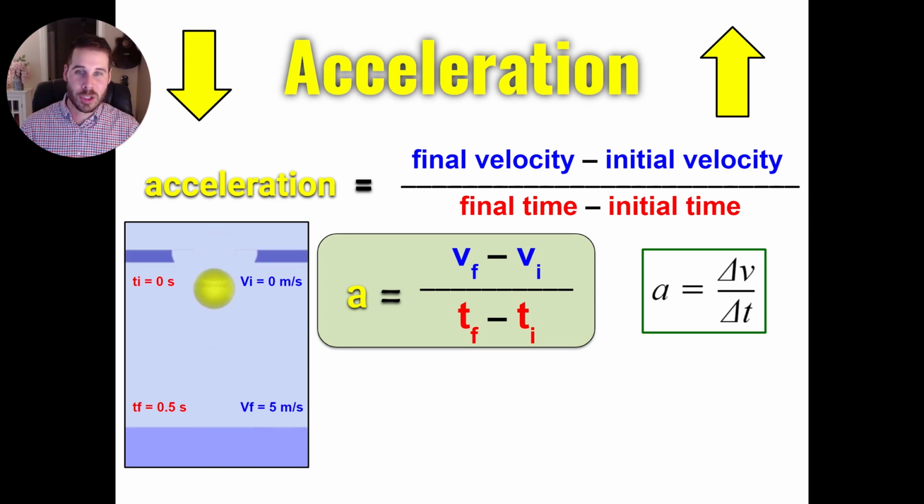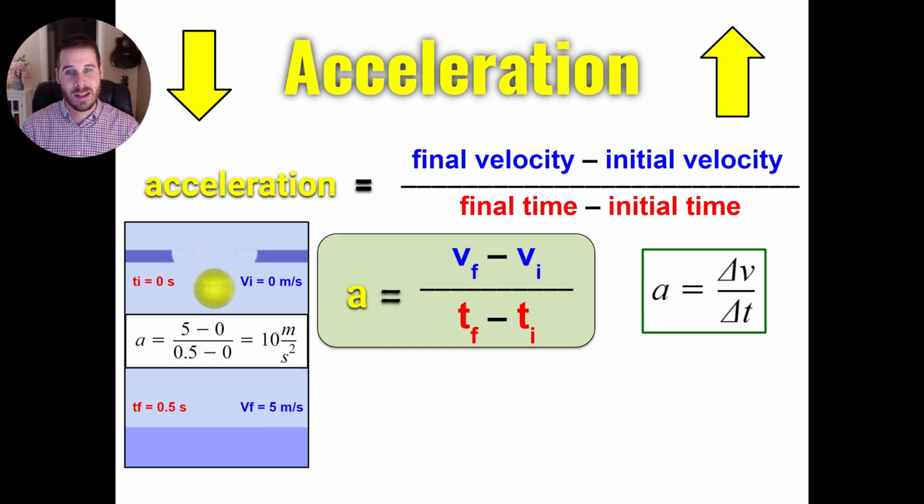So let's put these four measurements into our acceleration formula, and let's find out what the acceleration of this ball is. Given these numbers, we can take the final velocity and subtract the initial velocity, so that's 5 minus 0, and we can divide that by the final time minus the initial time, which is 0.5 minus 0. The zeros make it pretty easy in this case, but eventually those initial properties won't always be 0. Our answer comes out to 10.